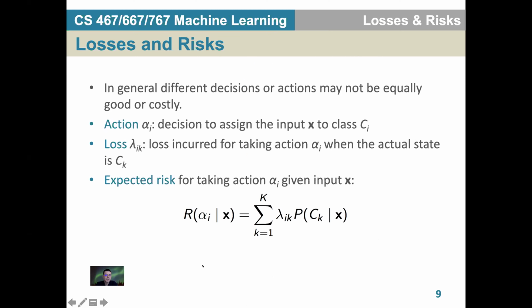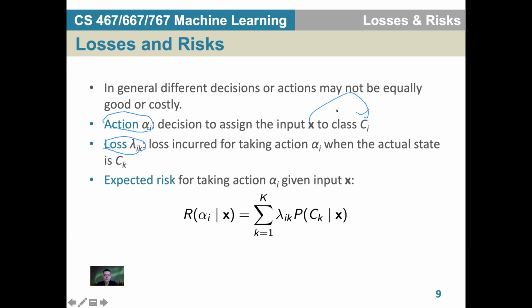It's a little bit difficult to plot this. Okay, let's take a look at it. Let's say we have an action, right? We assign an input to class 1, class 2, or class 3. We know that one of the classes is the best, but we can assign to any of the classes. So this is the action. Associated with each action, we actually have a loss.